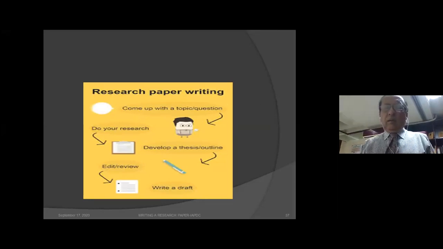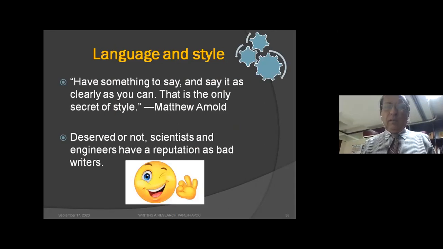Now I want to talk about the language and the style. According to Matthew Arnold, have something to say, and say it as clearly as you can. If you have something to say, spell it out, write it down as clearly as you can. This is the only secret of style of a paper. I think you got it.